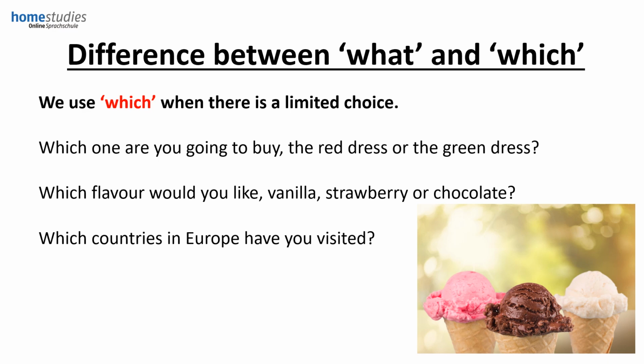Another example. Which flavour would you like? Vanilla, strawberry or chocolate? There are 3 flavours to choose from, so it's a limited choice. And finally, which countries in Europe have you visited? It's a limited choice because we're asking about the countries in Europe, not all over the world, so it's limited. So remember, the difference between what and which is that we use what when there is not a limited choice, and we use which when there is a limited choice.